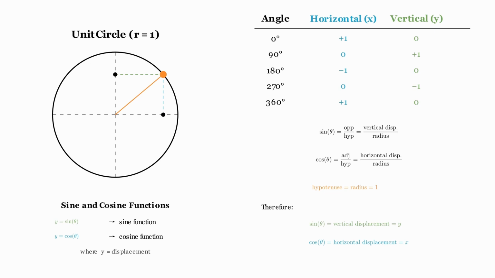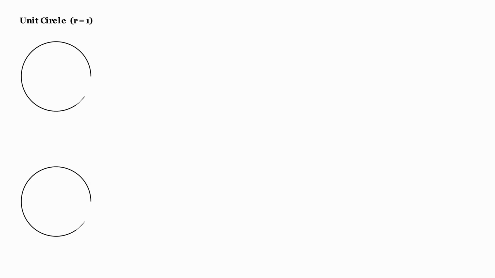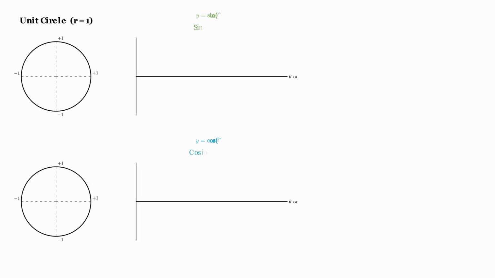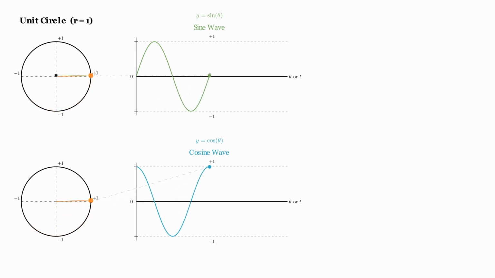Now, what if we plot these two displacements on a graph against time? Let's see. Don't be confused why we wrote t or theta. They are both perfectly locked together. I mean, as time increases, angle increases, right? That's why we can write either t or angle.